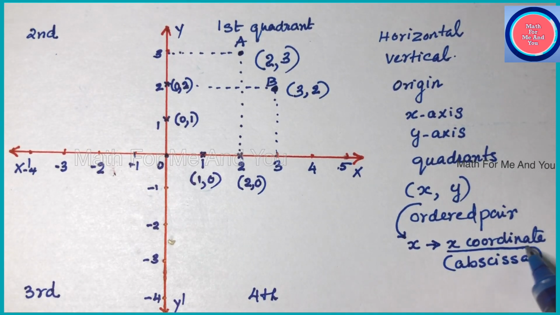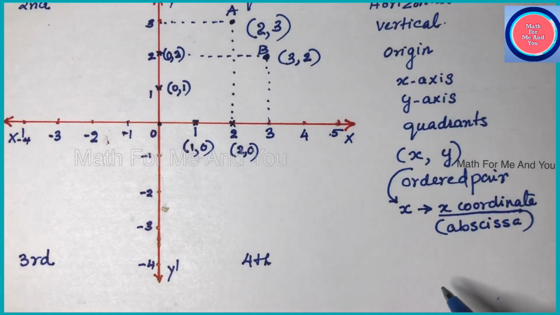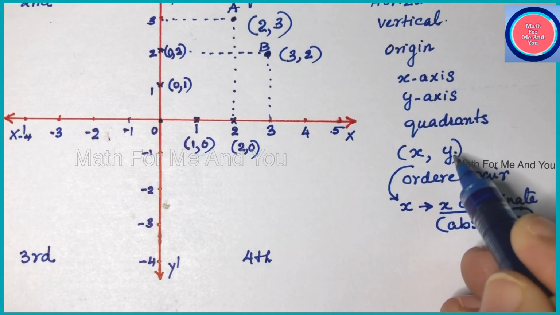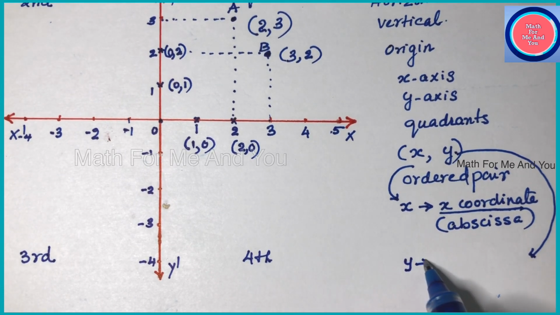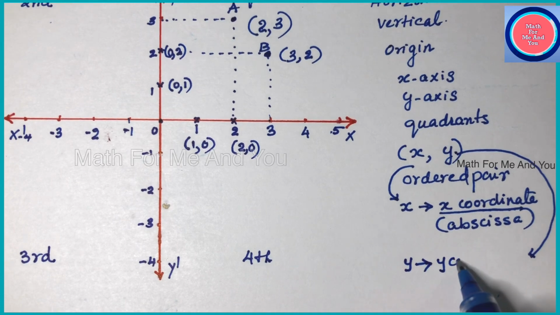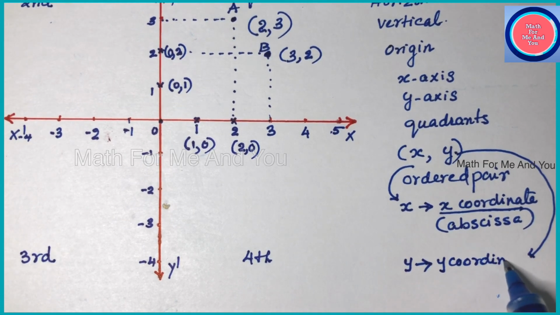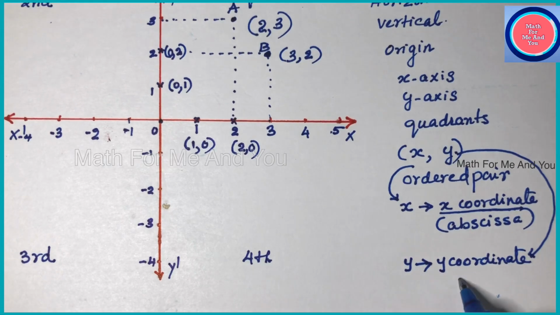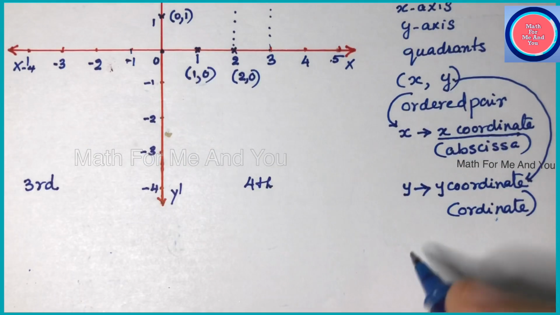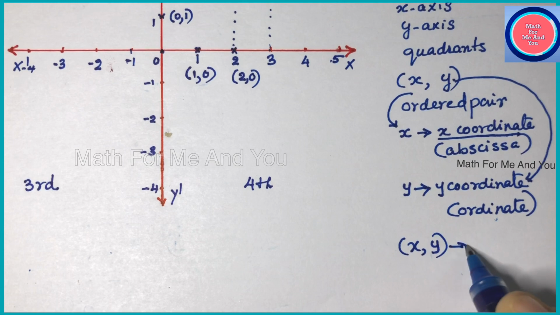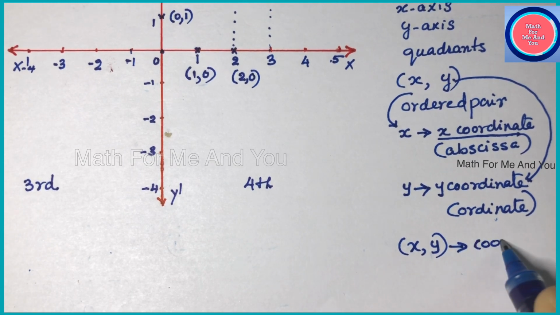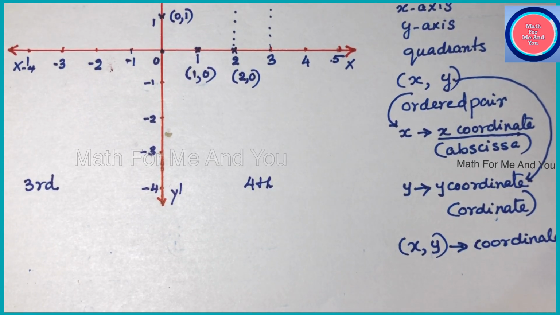Then what is the name for the y number in a point? The y number in a point, we can call the y coordinate. It has also another name, and the second name is ordinate. It's not coordinate, it is ordinate. In general, in a point (x, y), the numbers together we can call coordinates. That means the x and y numbers in a point.